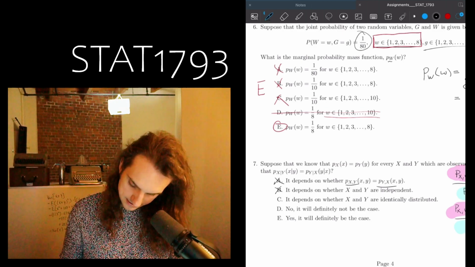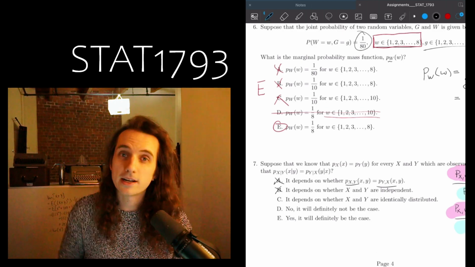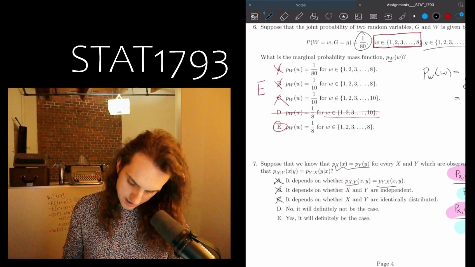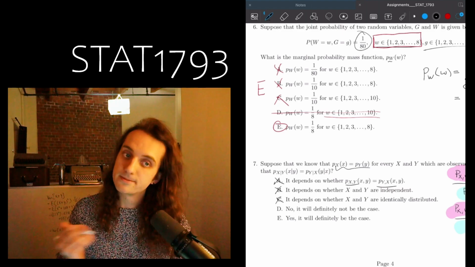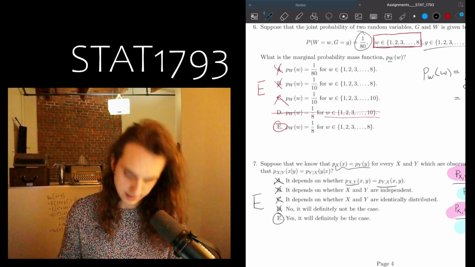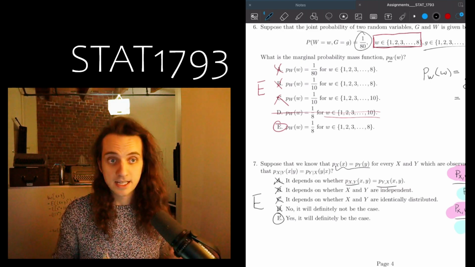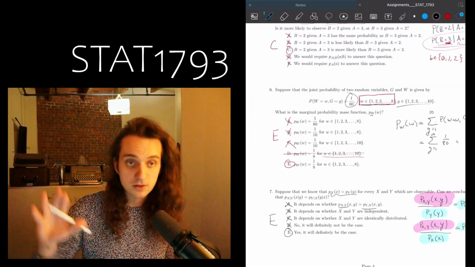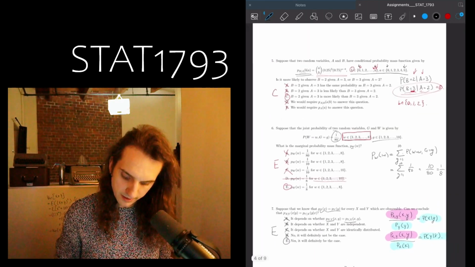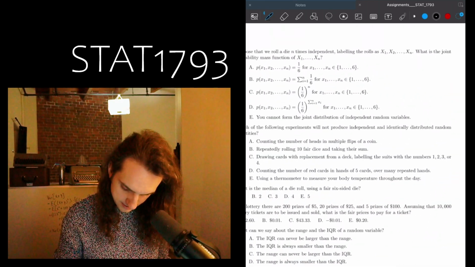Depends on whether they're identically distributed. We're actually told that they're identically distributed, right? We're told that they have the same probability mass function. No, it will definitely not be the case. Incorrect. So that leaves us with option E. It will definitely be the case. So again, even in this case, we were able to sort of solve the question first and then find the correct answer. All right, so moving on, question 8 here.